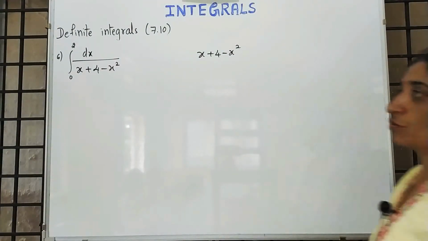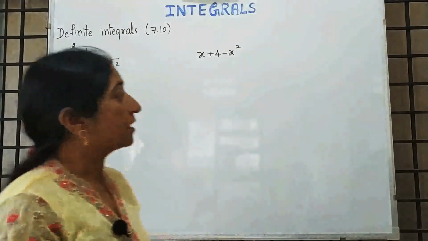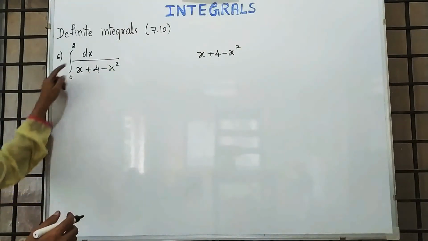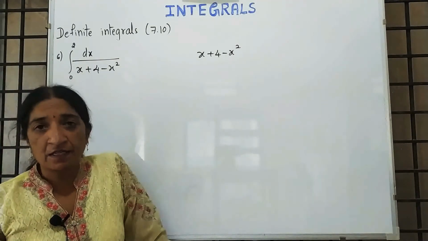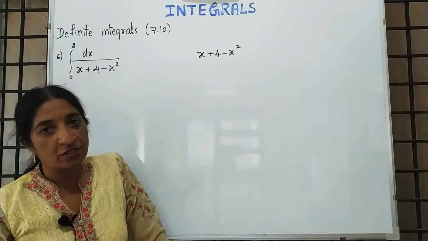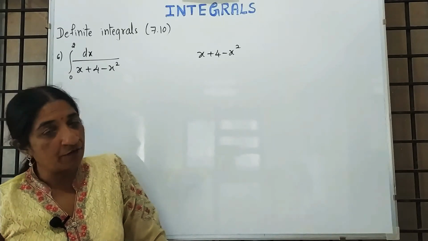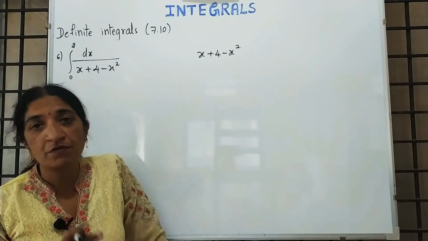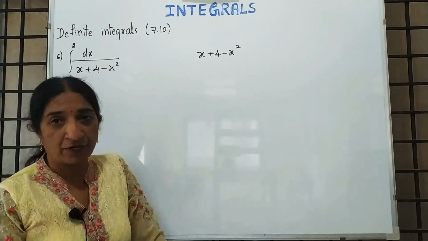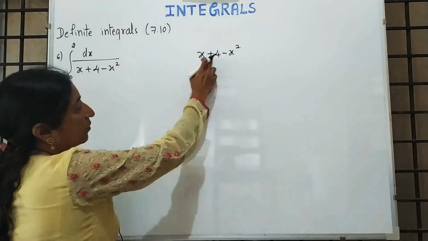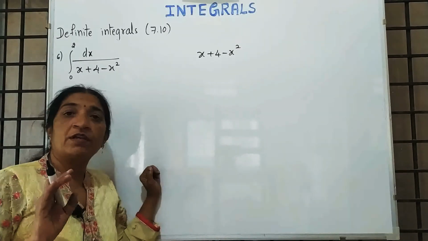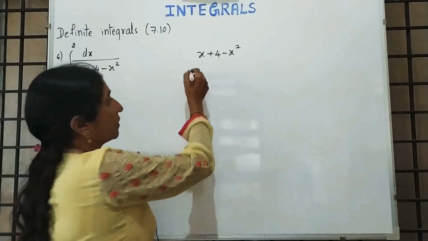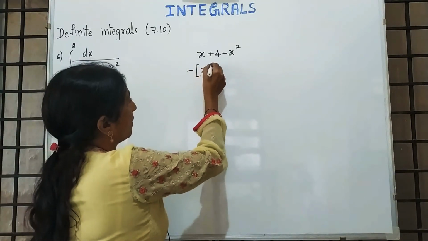See, moving to the next question, that is question number 6. Integration from 0 to 2, dx upon x plus 4 minus x square. If the factorization is possible, we will go for partial fraction. Otherwise, if the factorization is not possible, we have to solve by making a perfect square. For that, write down the quadratic equation on the side, and you have to observe that the x square coefficient should be always plus 1. To make it plus 1, take minus common.